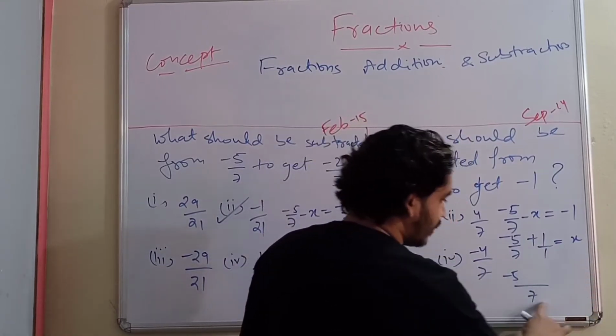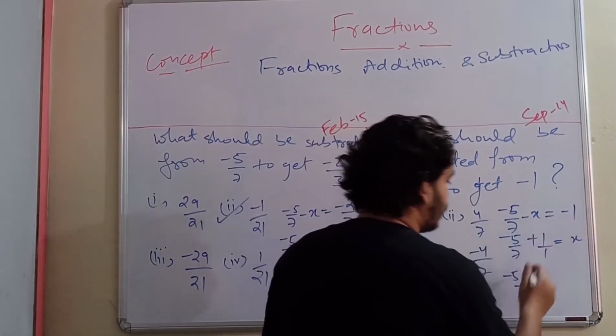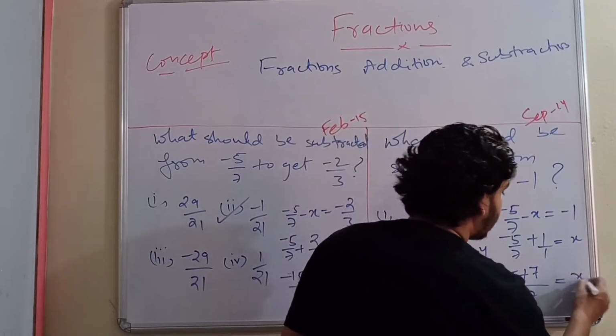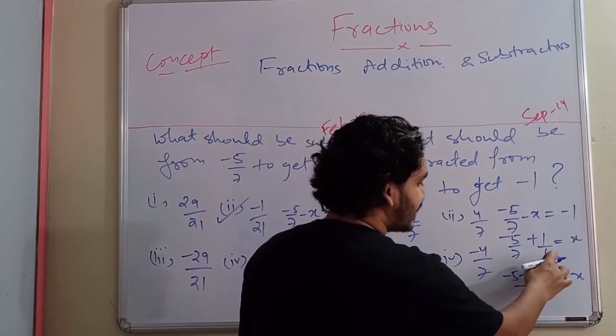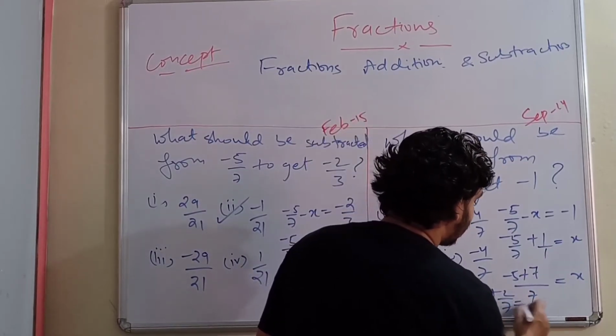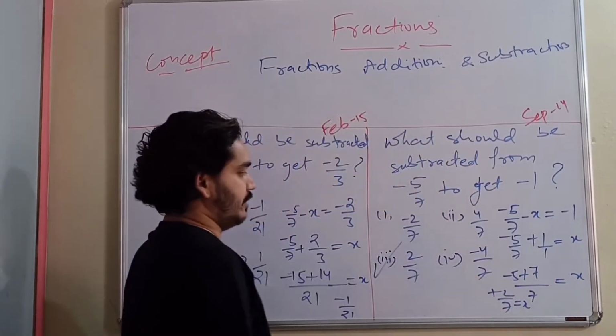Then 1 7s are 7, so multiply the numerator with 7, plus 1 into 7, 7, is equal to x. Now minus 5 plus 7 is plus 2 by 7. So plus 2 by 7 is equal to x. Which option? Plus 2 by 7, option 3.